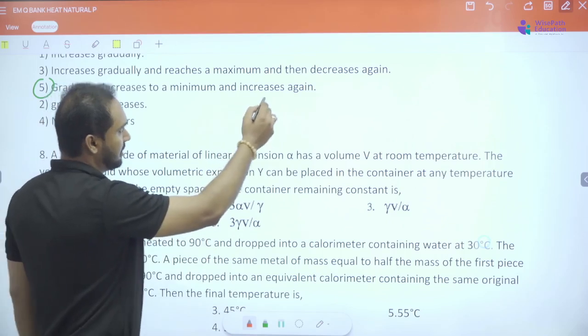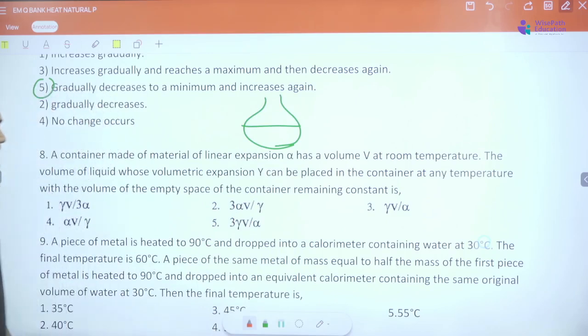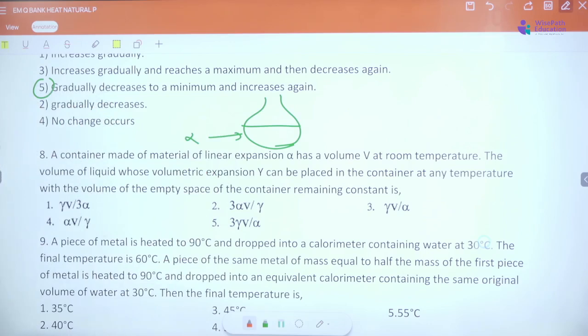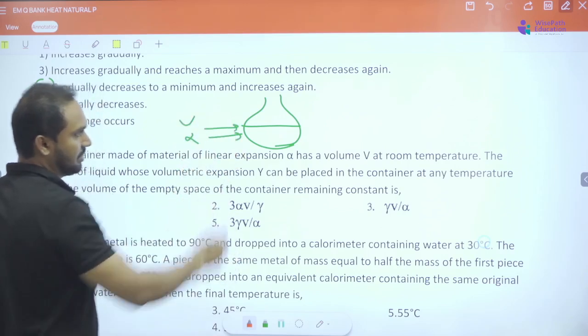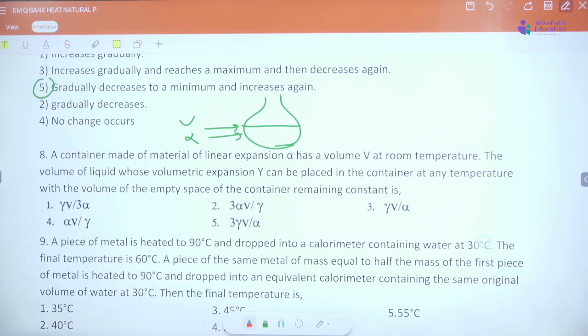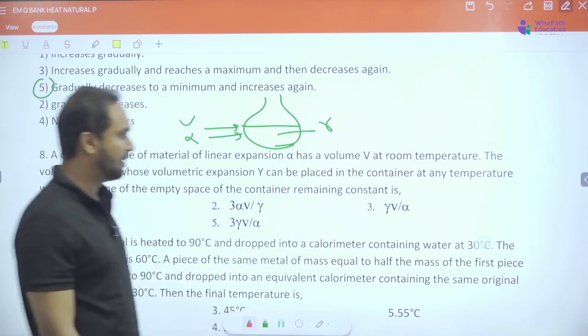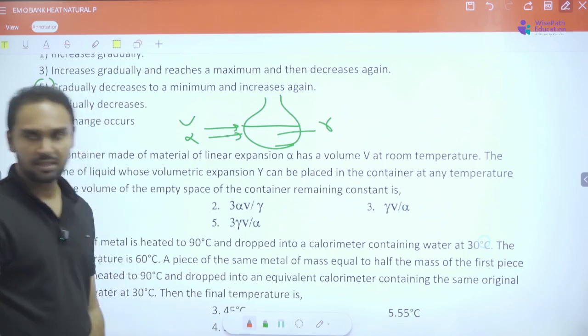So there's a container, and there's a volume in it, a container made of material of linear expansion alpha. So the material's linear expansion is alpha and the volume is V at room temperature. The volume of the liquid whose volumetric expansion is gamma can be placed in a container at any temperature with the volume of empty space of the container remaining constant. So they are asking for the volume actually, right? They are asking for the V.